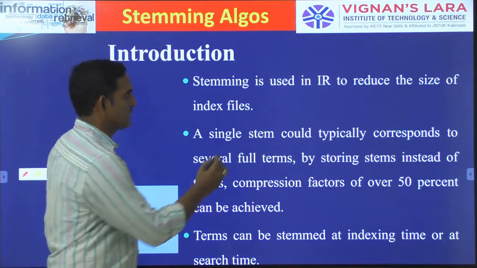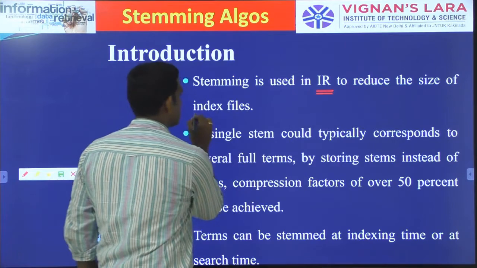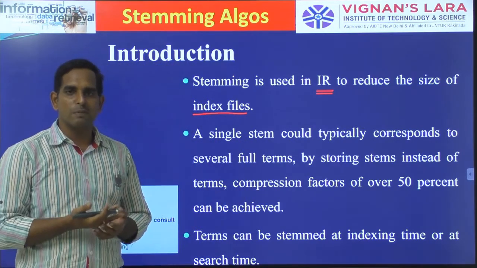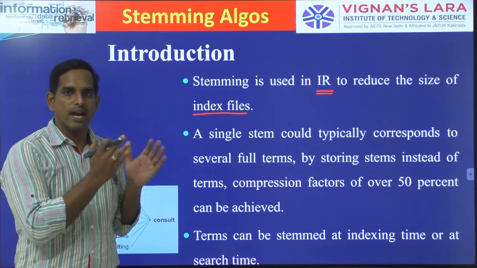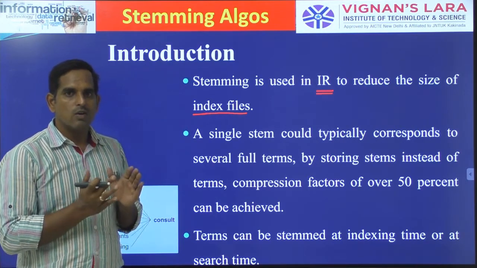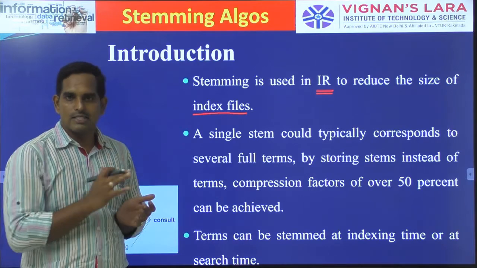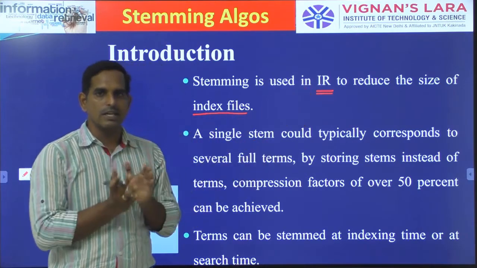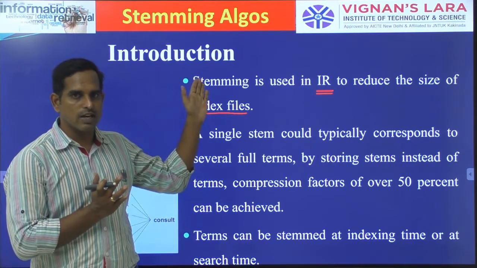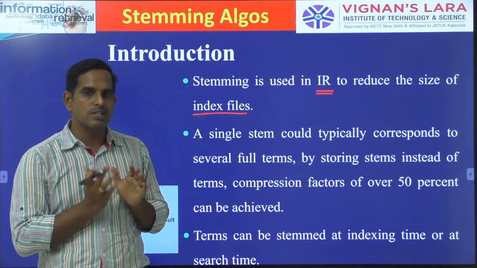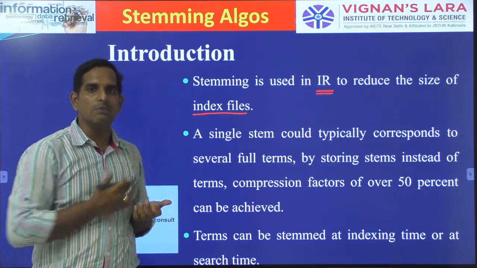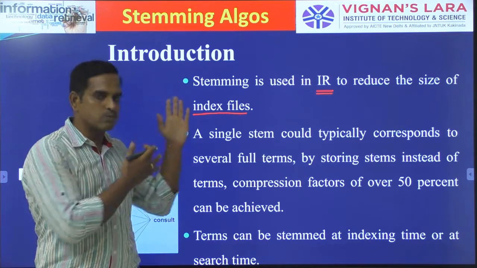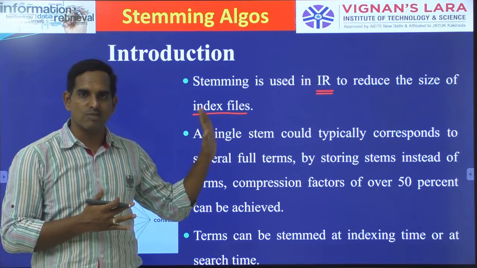Stemming is used in information retrieval to reduce the size of your index files. That is the first thing. In order to improve the performance of your index, you should have an index which is very small, and it is indexing a large number of items. If your stemming algorithm is able to reduce the size of the index, it will indirectly improve the performance of your information retrieval system. Your stemming algorithms will help you to reduce the size of your index.